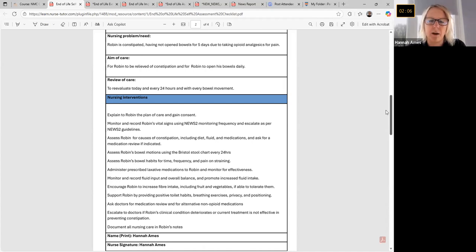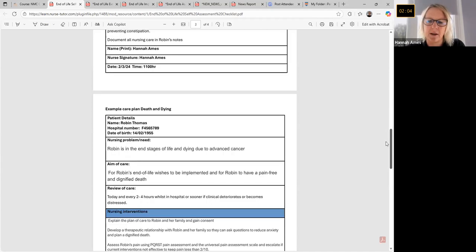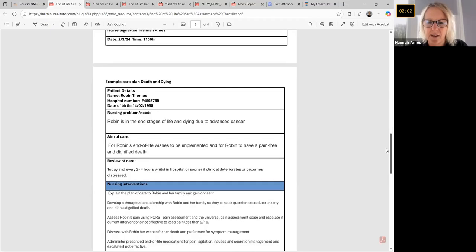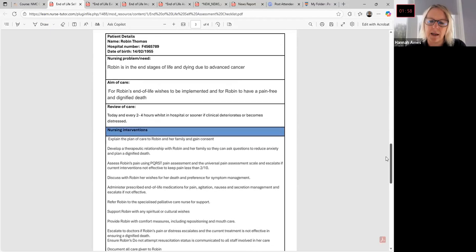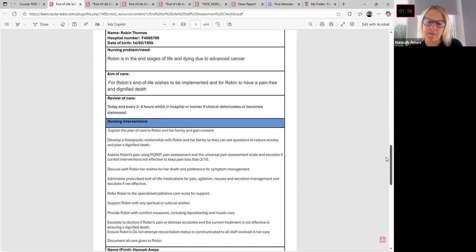Robin's other main nursing need has obviously been that she's in the end stages of life and dying due to advanced cancer. We have discussed with Robin her plan of care for her end stages of life. We've assessed her regularly using the Universal Pain Assessment Scale, and we've managed her pain. We have discussed with Robin her wishes, and she wishes to remain at home, to be nursed at home, and we are escalating to you as the palliative care team to support her with that.